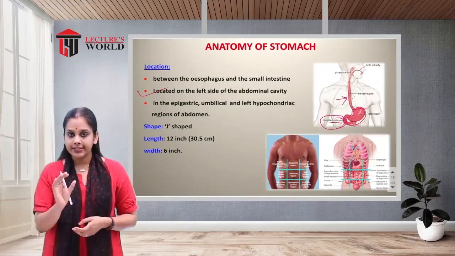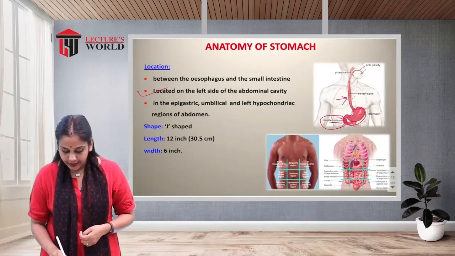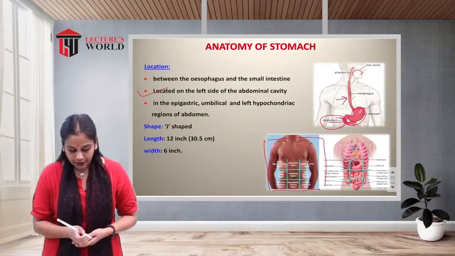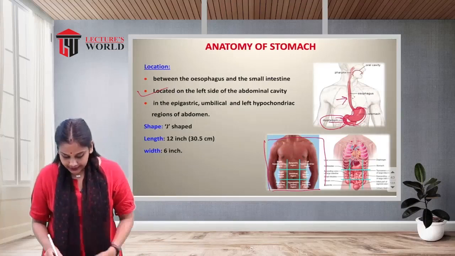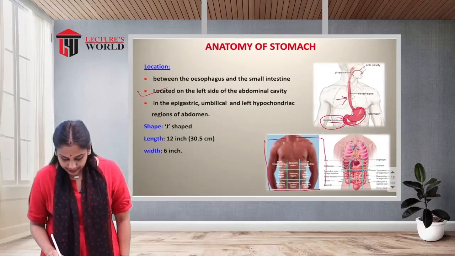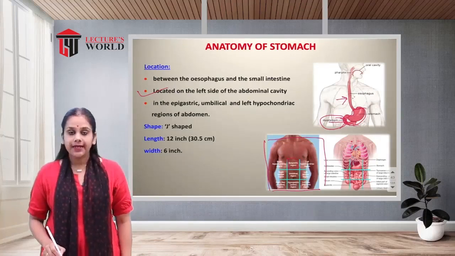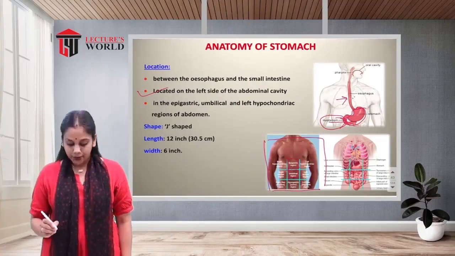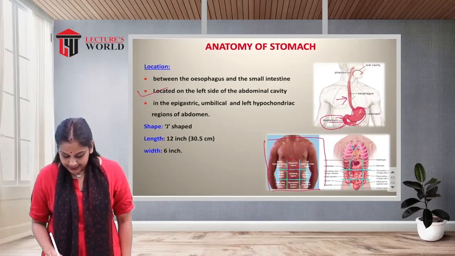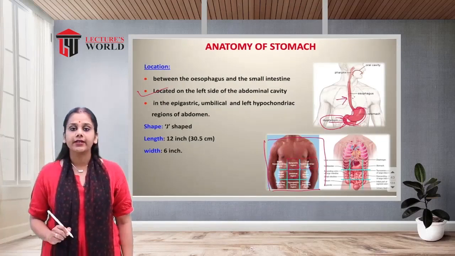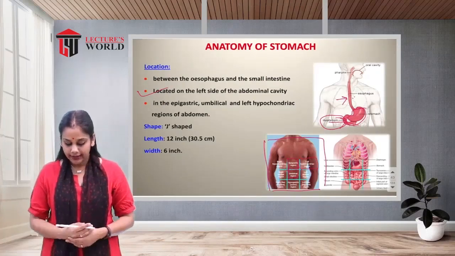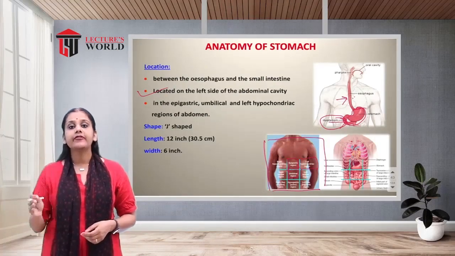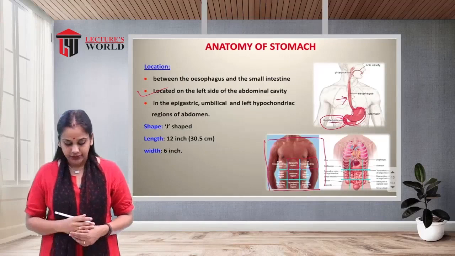In particular, which region? You can see in this figure there is an area of the abdomen where it is located: the epigastric area, the umbilical area, and the left hypochondriac region. See, this is the left hypochondriac region. So the stomach is located in the epigastric region, umbilical region, and left hypochondriac region.